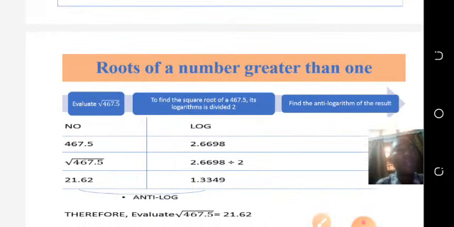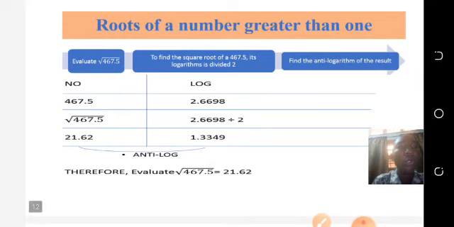Let's see an example. Root of a number that is greater than 1. Example 1: we are asked to evaluate the square root of 467.5. To evaluate it, you check the logarithm of 467.5, and whatever you get, you divide your result by 2. And after that, you find the antilogarithm.